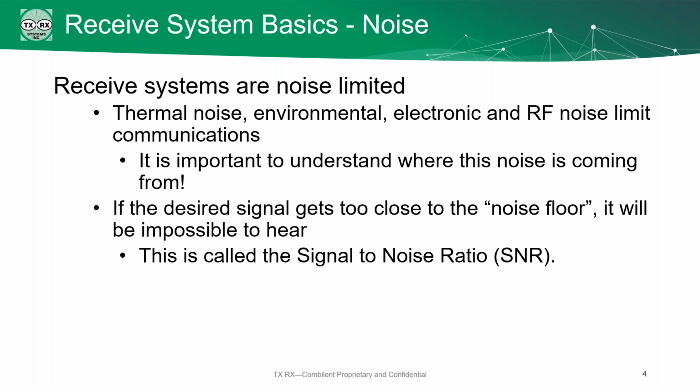The goal is to make sure that the desired frequency gets through. But if it's too close to the noise floor, it'll be impossible for your system to hear it. So this is called the signal to noise ratio. And we want to keep that signal above the noise floor of everything else that's in the environment.